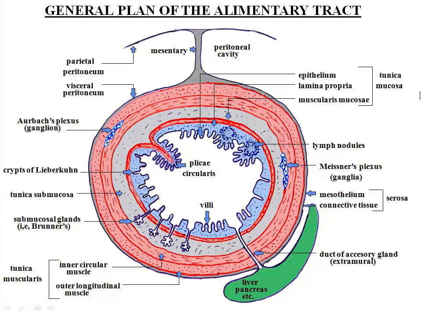Now in between the tunica mucosa, muscularis and serosa layer, you will find some other things developed which support digestion. So sometimes you will see crypts of Lieberkühn present in the mucosa layer.